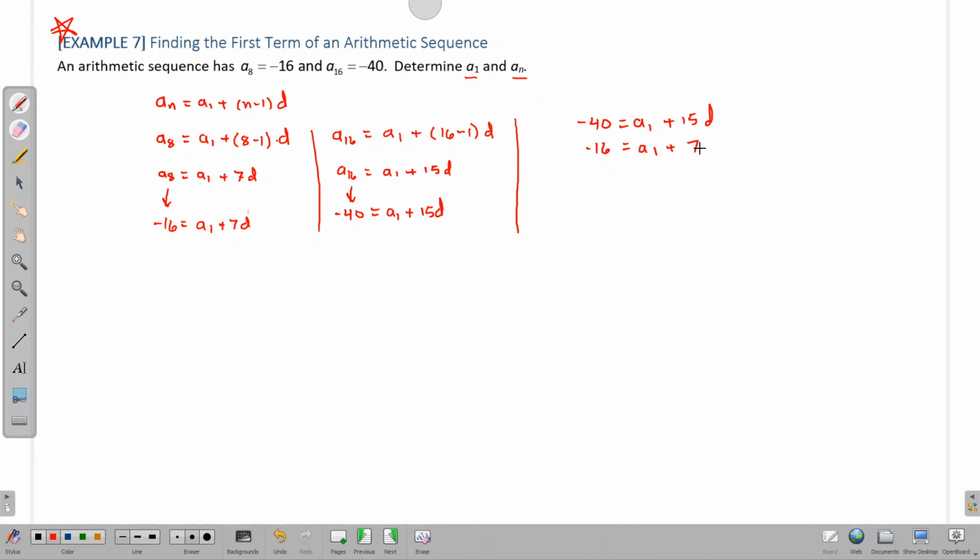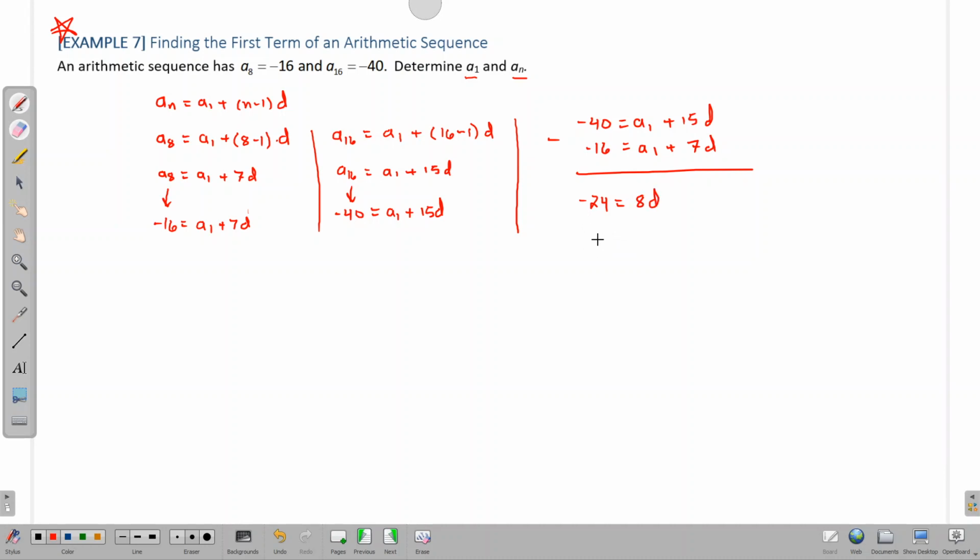All the variables line up nicely, so that's why elimination is going to work so well for this. So we're going to subtract down. Make sure, most of the mistakes are made when you're subtracting these. You have to be very careful with your signs here. Negative 40 minus a negative 16 means you're really adding 16 to this. So we get negative 24. The A1s cancel, and then you're going to get 8D.